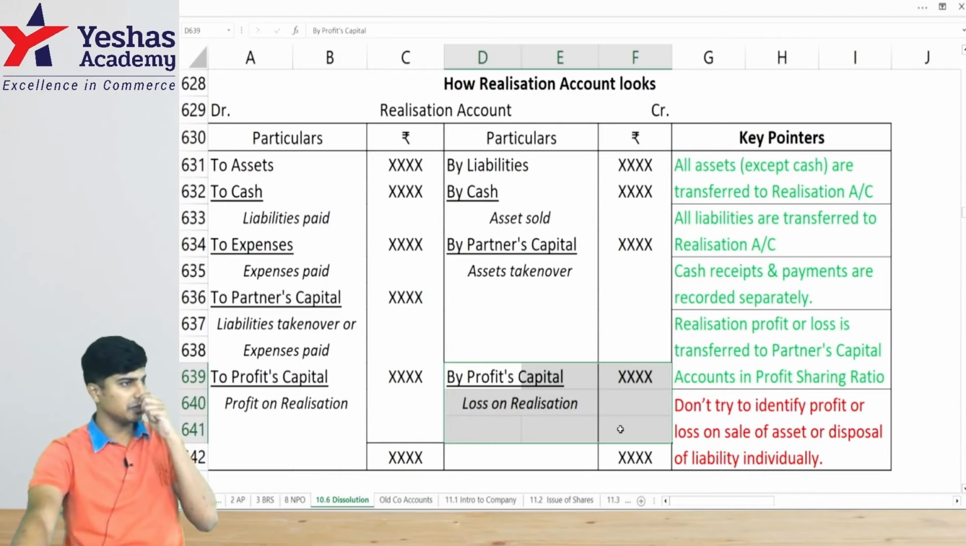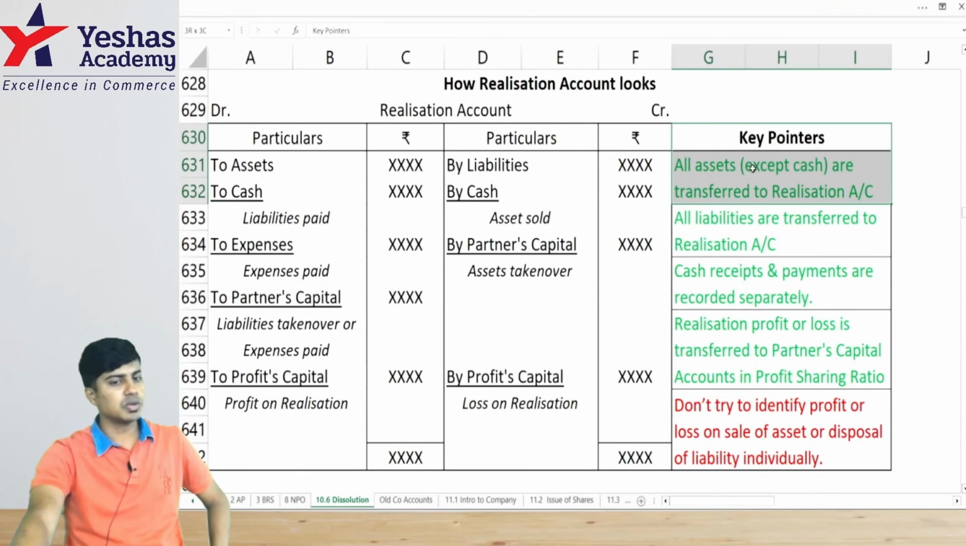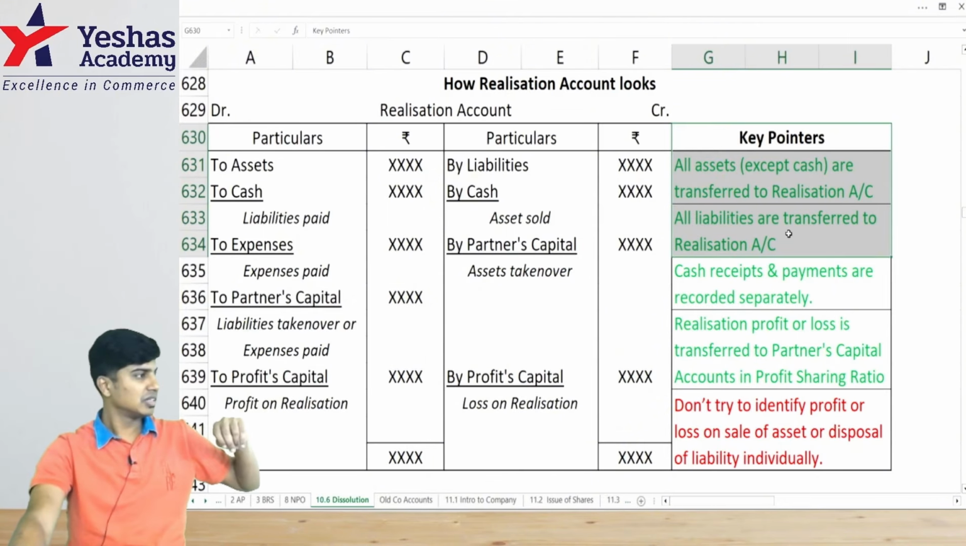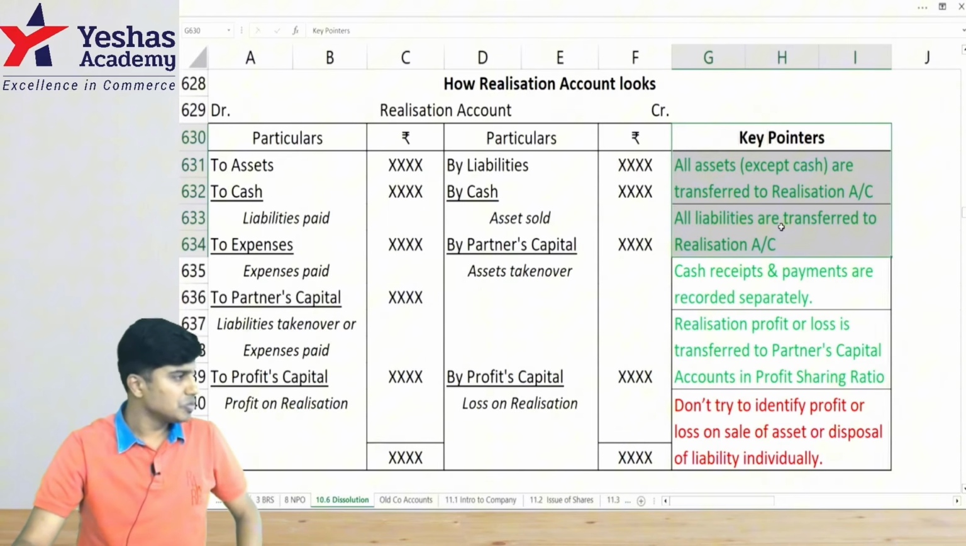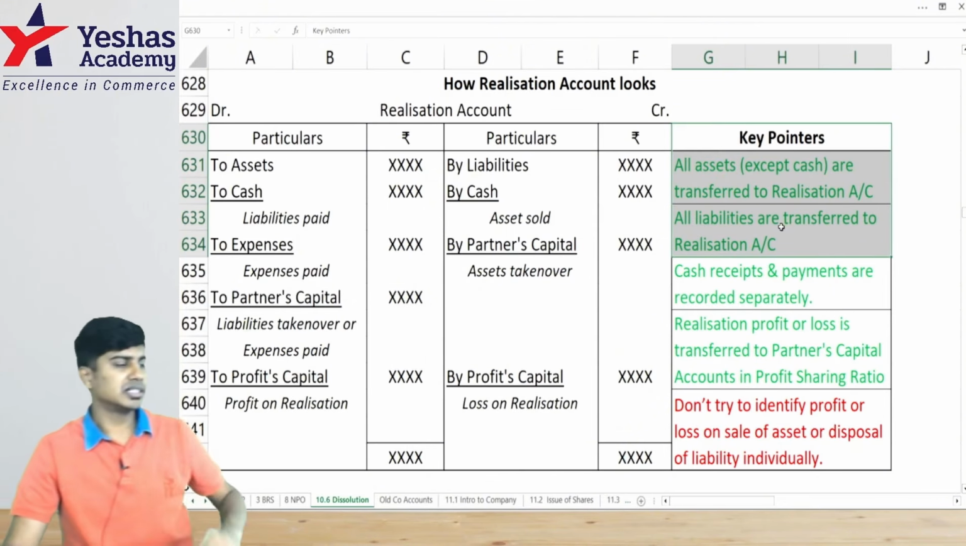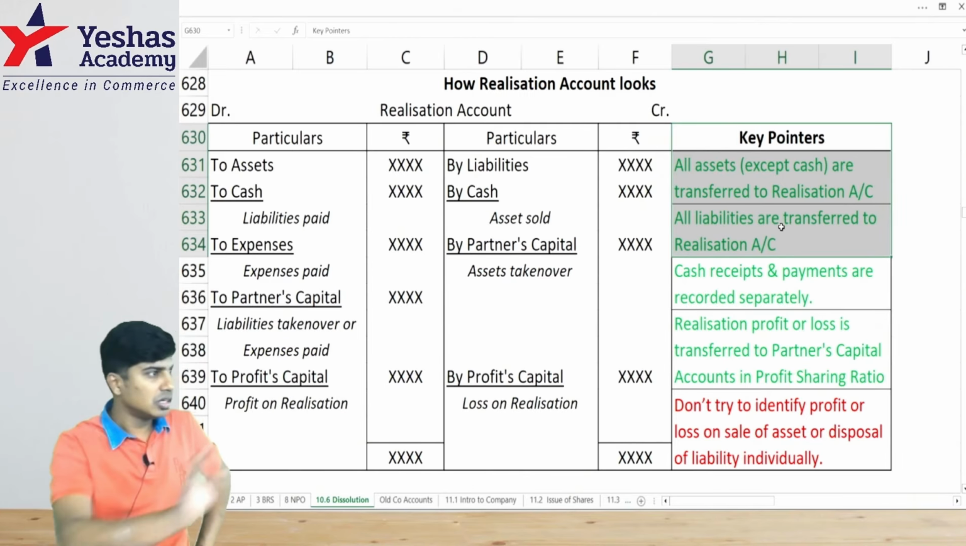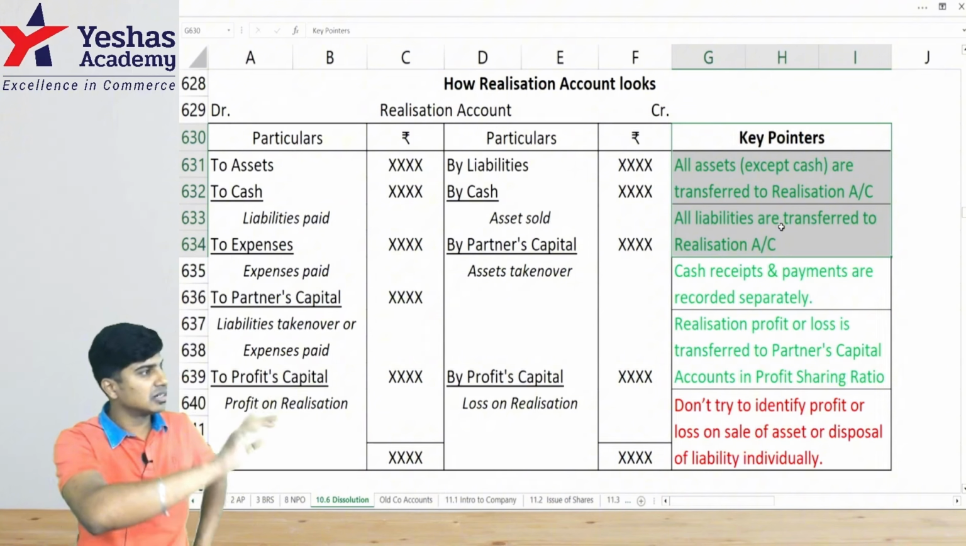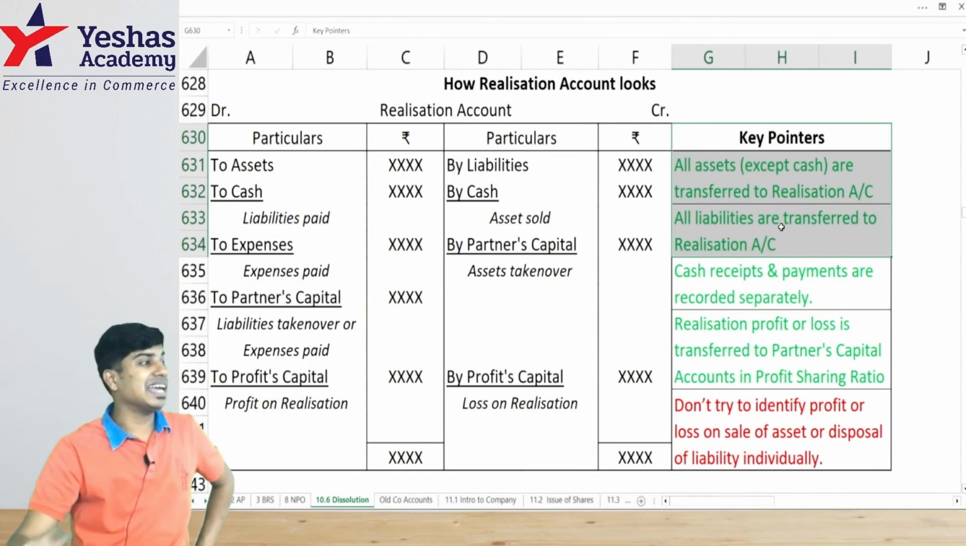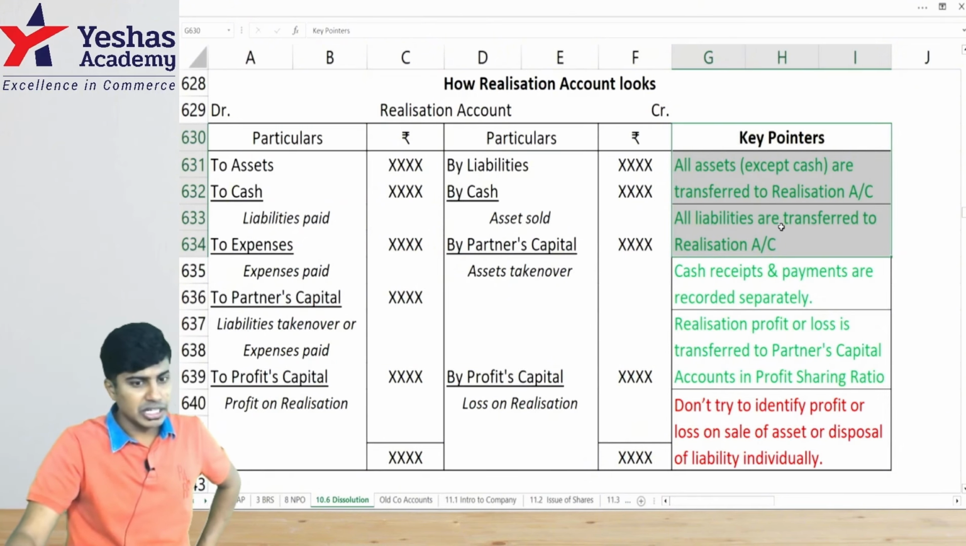I hope everyone understood. All the assets will be transferred to realization except cash. Cash will open one separate ledger. All the liabilities will be transferred to realization except capital and reserves. Capital you write to partners' capital. Reserves you share to partners. If there is a P&L account debit balance or any other accumulated loss, don't transfer to realization. Transfer to partners' capital account in profit sharing ratio.